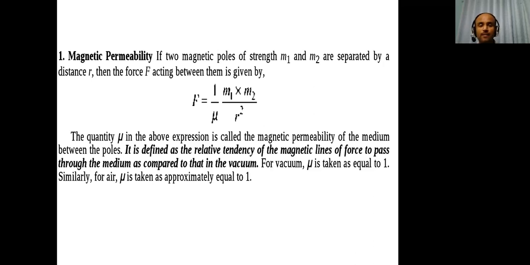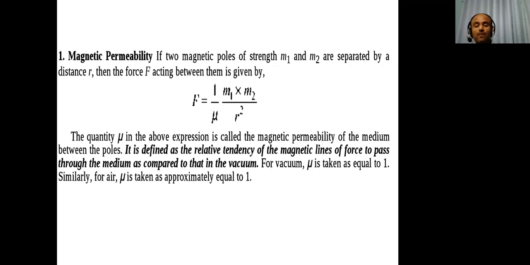Now magnetic permeability. If two magnetic poles of strength M1 and M2 are separated by a distance r, then the force F acting on them is given by F is equal to 1 upon mu into M1 multiplied by M2 divided by r square, where quantity mu in the above expression is called as magnetic permeability of the medium between the poles. It is defined as the relative tendency of the magnetic lines of force to pass through the medium as compared to that in the vacuum. So for vacuum, mu is taken as equal to 1.